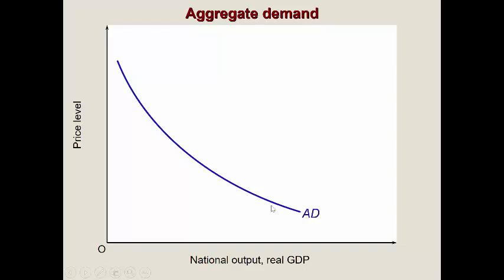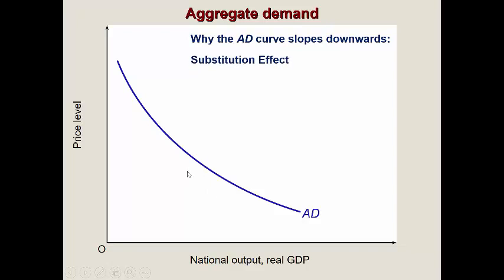We'll look at the shifts in a minute. Now, why is it downward sloping? What are the causes? We know that prices induce these movements, but what lies behind these price changes? Why is it that higher prices reduce demand for national products? The first reason for this downward sloping curve, or the negative relationship between price levels and demand for output, is the international substitution effect.